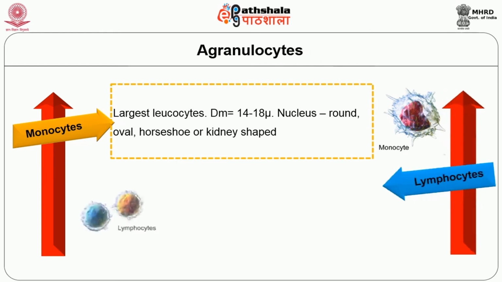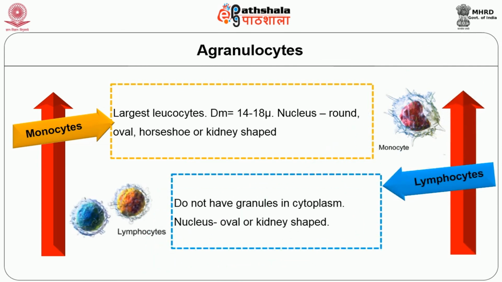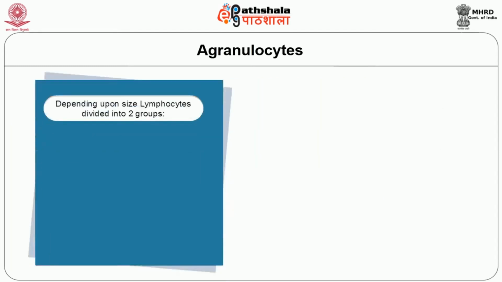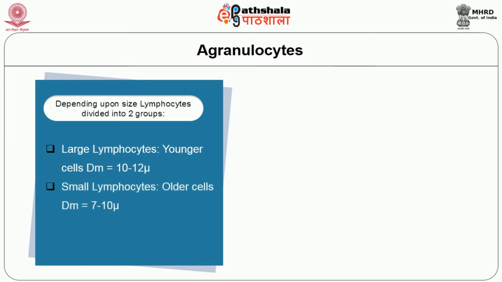Next are the lymphocytes. Like monocytes, the lymphocytes also do not have granules in the cytoplasm. The nucleus is oval or kidney shaped, occupying most of the cell. Depending upon the size, the lymphocytes are divided into two groups. Number one is the large lymphocytes, which are the younger cells with a diameter of 10 to 12 microns. And number two, the smaller lymphocytes, which are the older cells with a diameter of 7 to 10 microns.